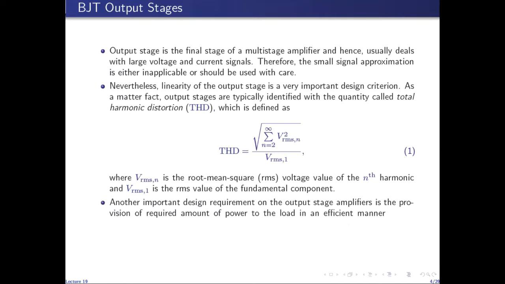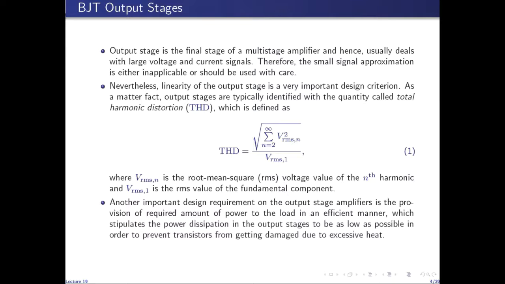Another important design criterion for the output stage amplifiers is the power conversion efficiency. That is, it is the provision of the required amount of power to the load in an efficient manner. So this in turn puts a constraint that the power dissipation in the output stages should be as low as possible in order to prevent the transistors from getting damaged due to the excessive heat generated by the power dissipated.